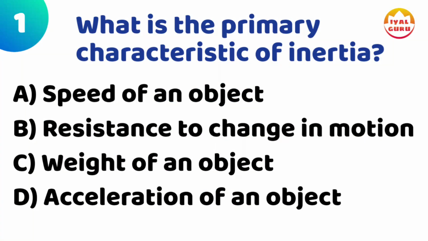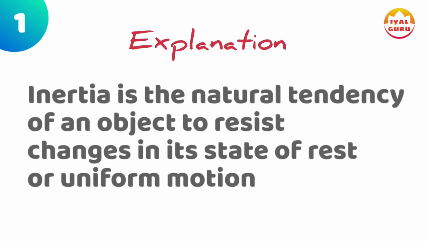First quiz. What is the primary characteristic of inertia? The correct answer is option B, resistance to change in motion. Because inertia is the natural tendency of an object to resist change in its state of rest or uniform motion.